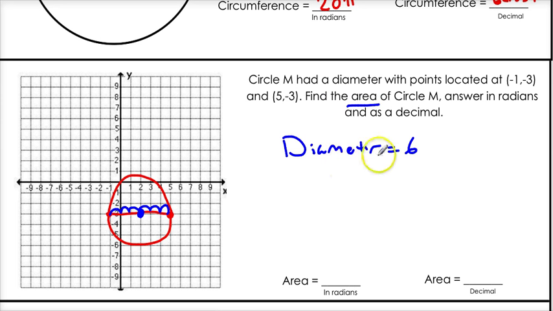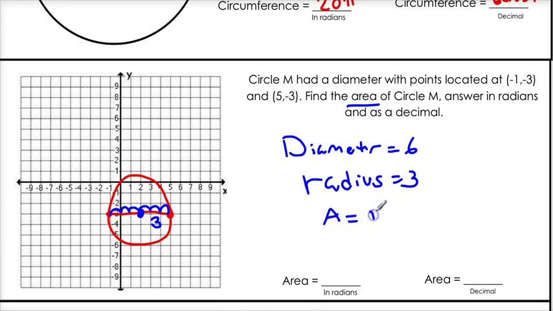But to find the circumference, or the area, which we're trying to do, we need the radius. So remember, it's just half of the diameter. So the radius is half of the diameter, so that's equal to 3. That makes sense. We can just see that here, 1, 2, 3. So now we just plug into our formula.